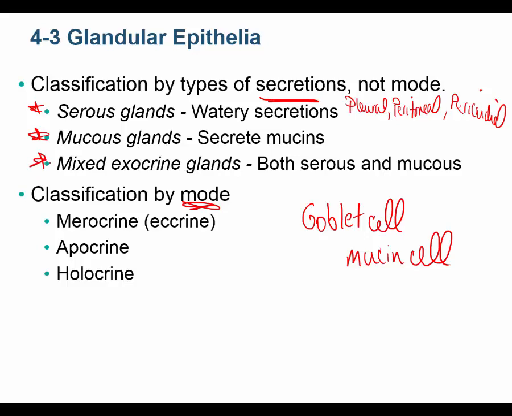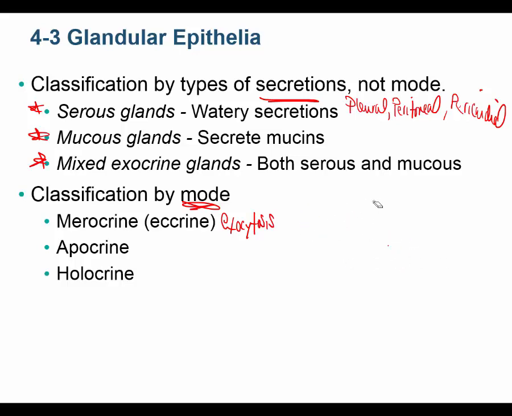And then we have mixed glands, and these secrete a serous fluid and a mucus. So they're mixed. But then we classify by mode. By the way, both classification systems are used. You need to know both. And the classification by mode is like this. If you're a gland and you do exocytosis to secrete your product, then you are merocrine, also known as eccrine.